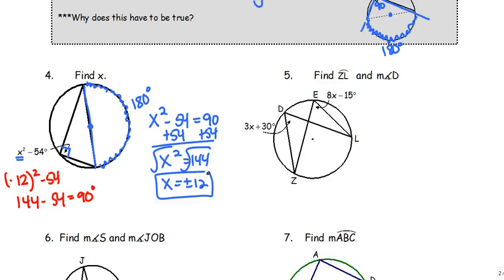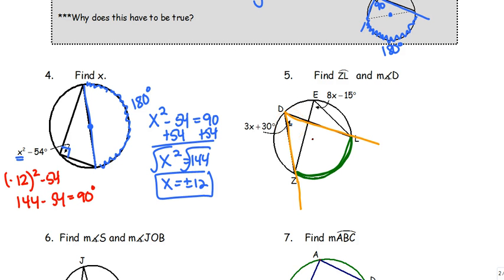Number 5, we want to find arc ZL and we want to find angle D. So as our diagrams become more and more complicated, you kind of want to dissect things. So first, I want to find arc ZL. So I'm going to look at my diagram and see where that is. And I want to find the measure of angle D. So I want to find that angle and that arc. I'm not given any expressions for the arc. I'm given an expression for my angle D.